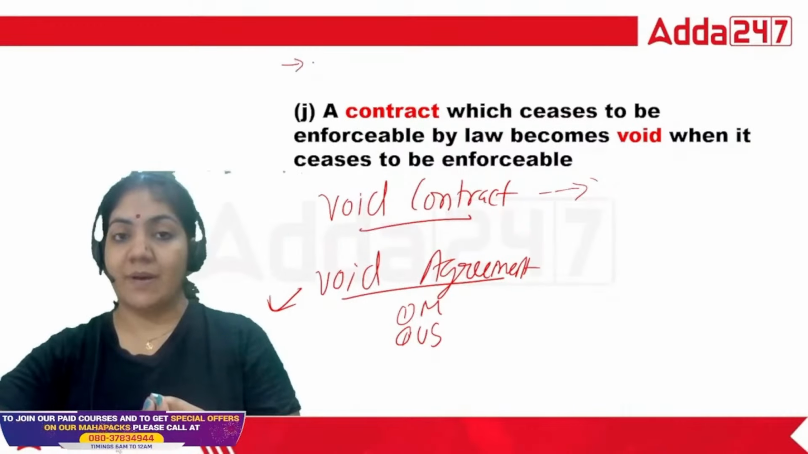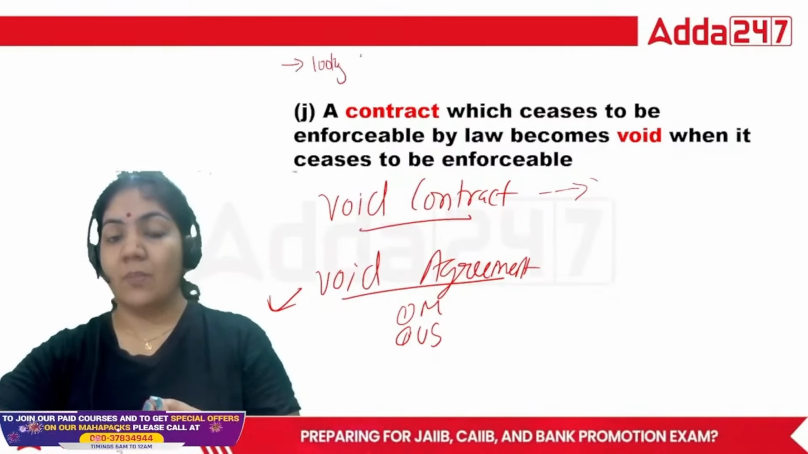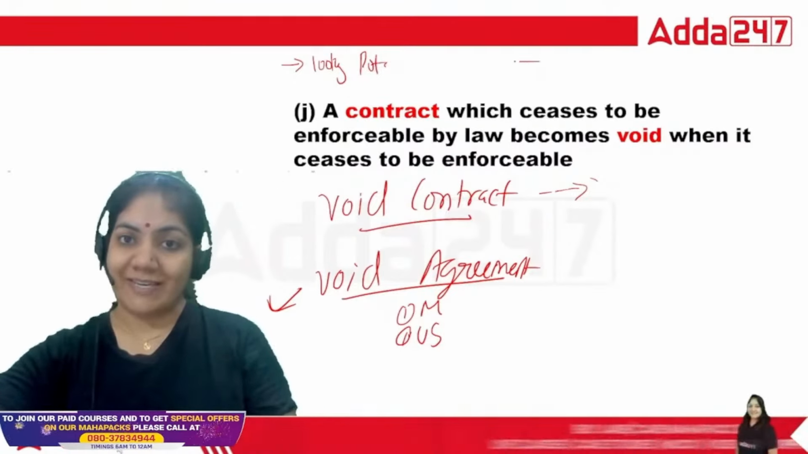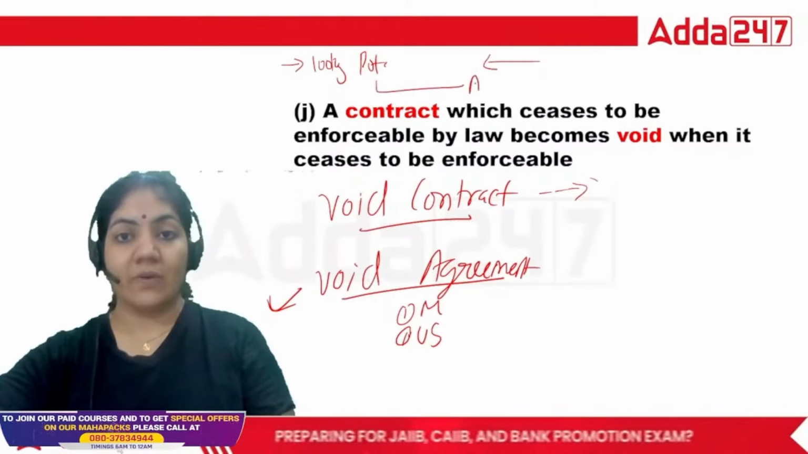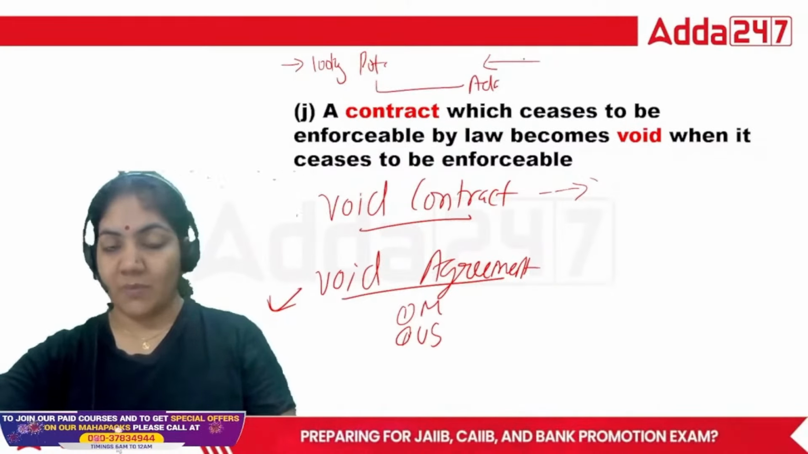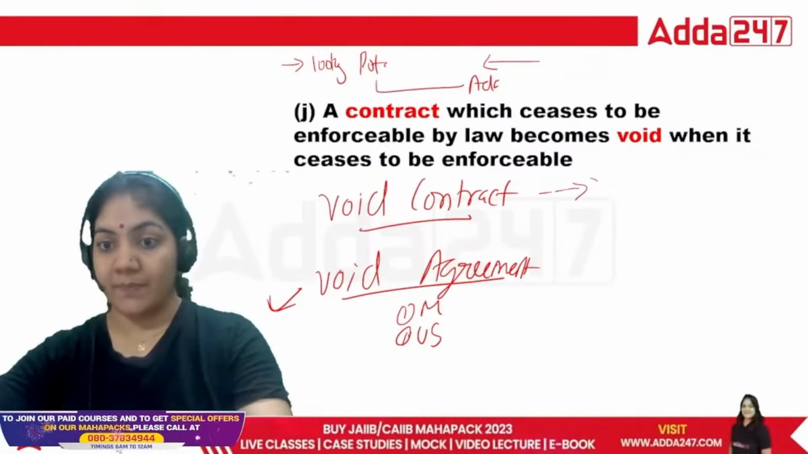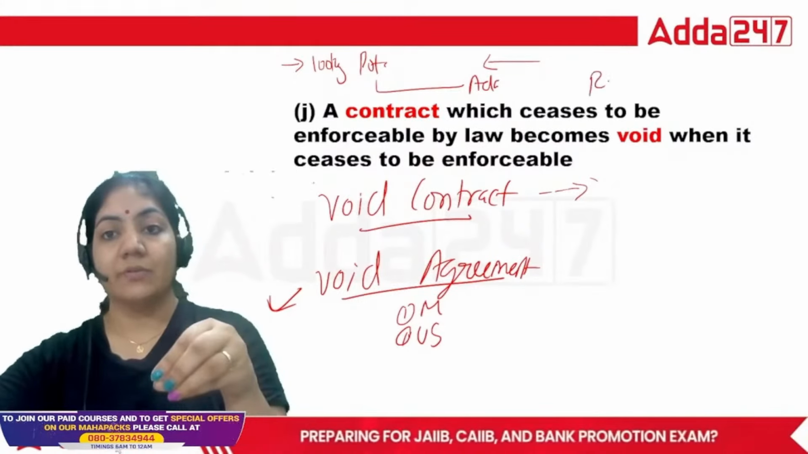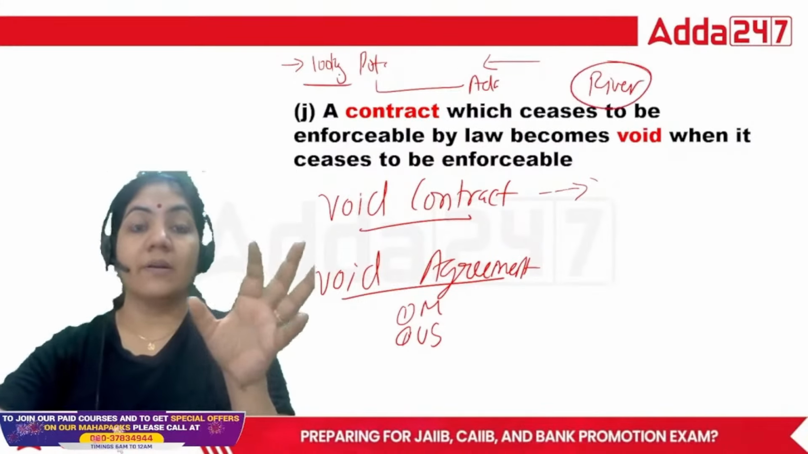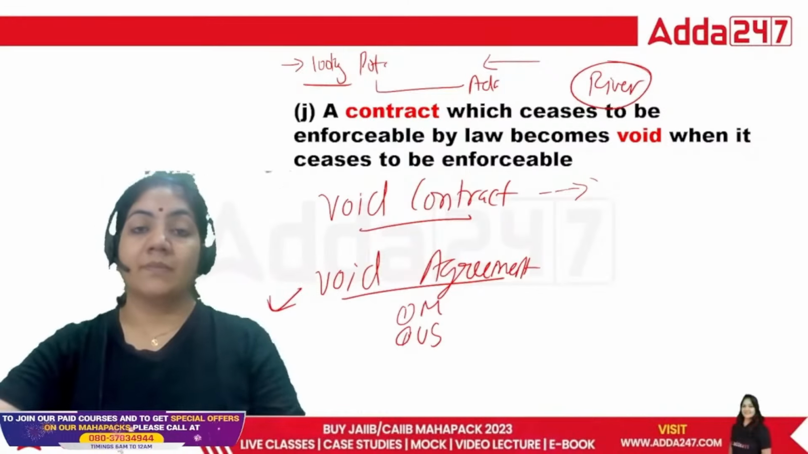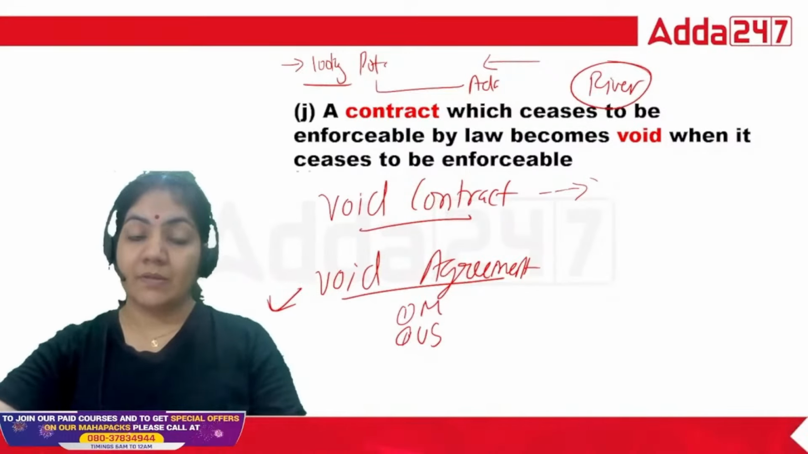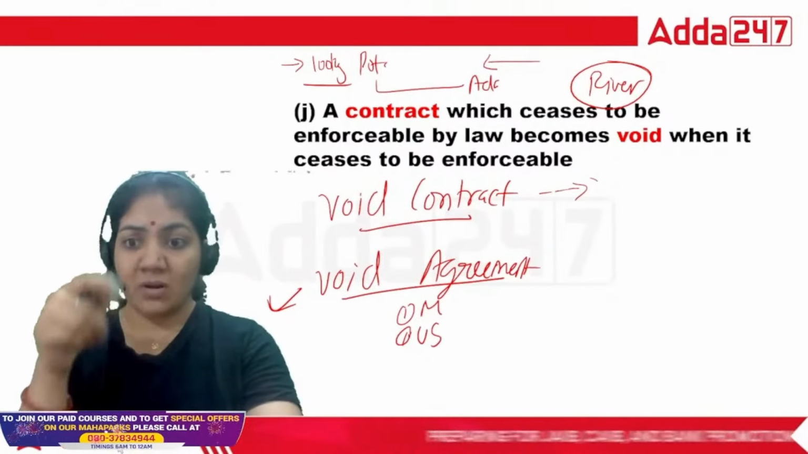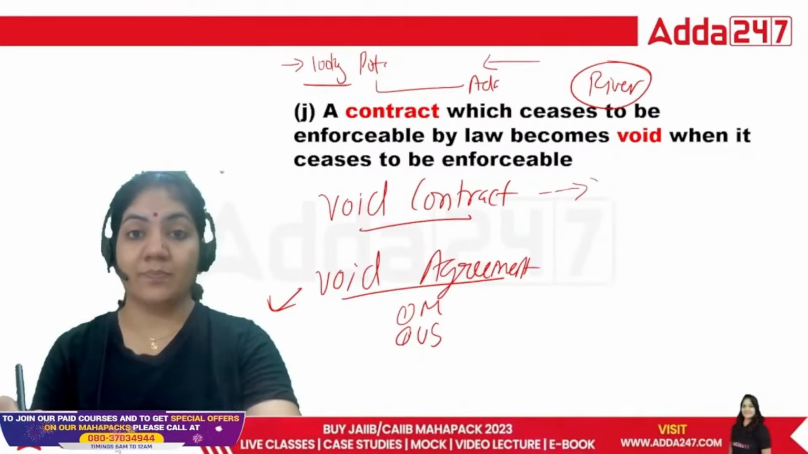I have just demanded 100 kg of potato from a shopkeeper, and I have already given the advance for that potato. When the shopkeeper was sending that potato through a truck, an earthquake came and the truck fell into the river. Now this 100 kg of potato sunk in the river. So now is this contract possible? The answer is no.